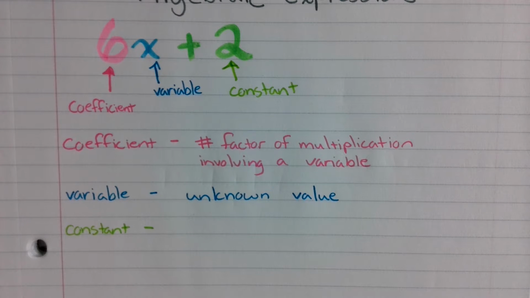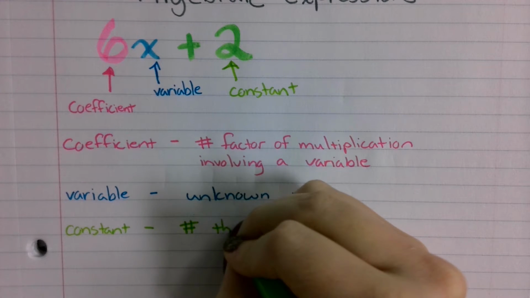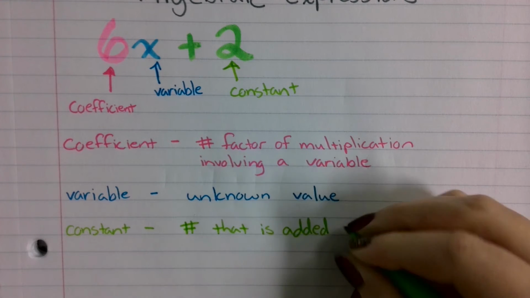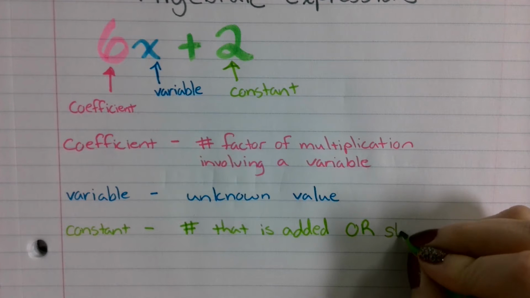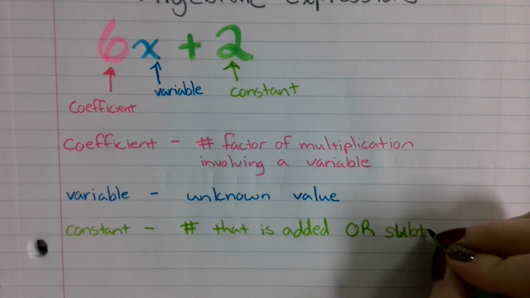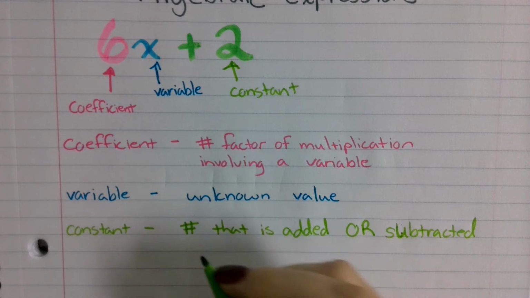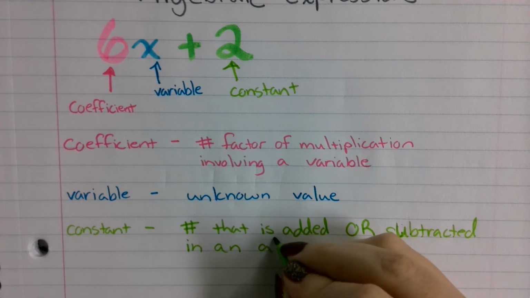Hold on one second, guys. A constant, when we talk about the constant, this is a number that is added, or it could even be subtracted. It's added or it's subtracted in an algebraic expression.